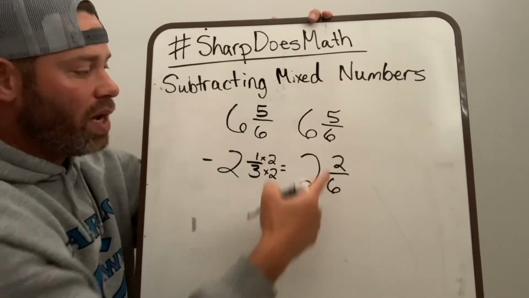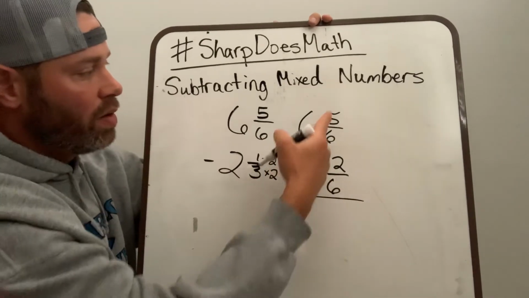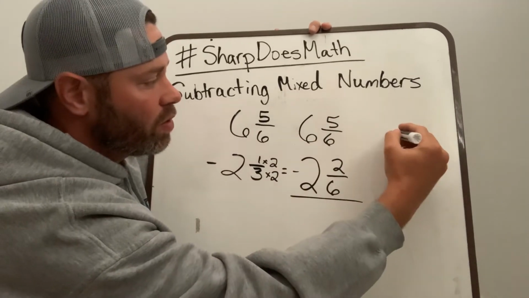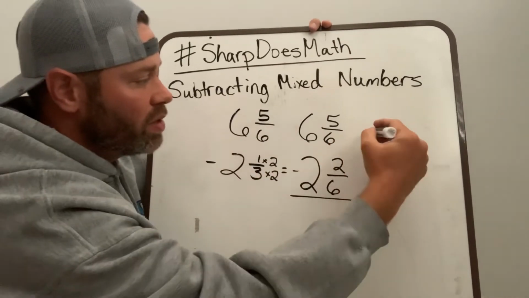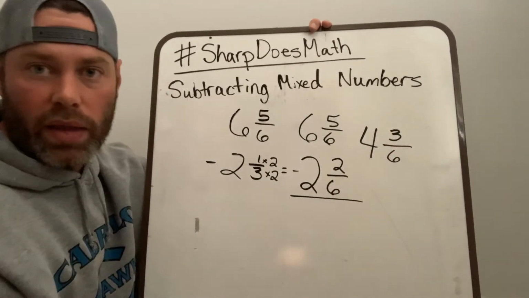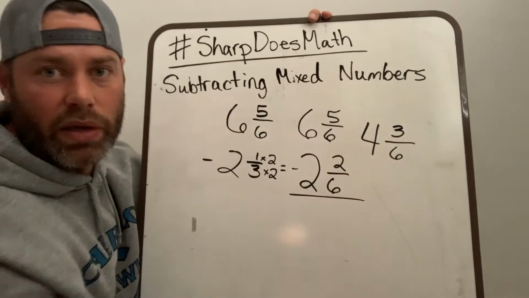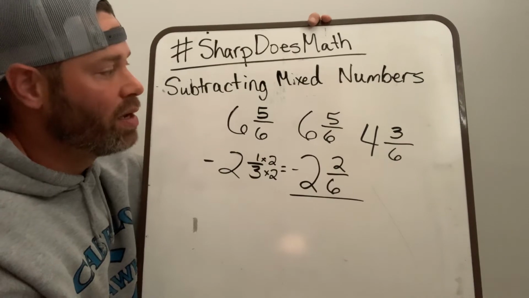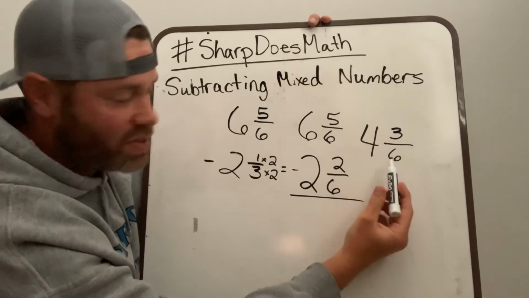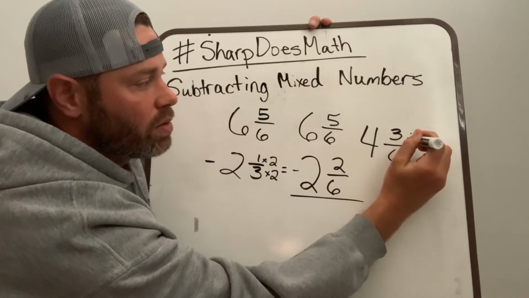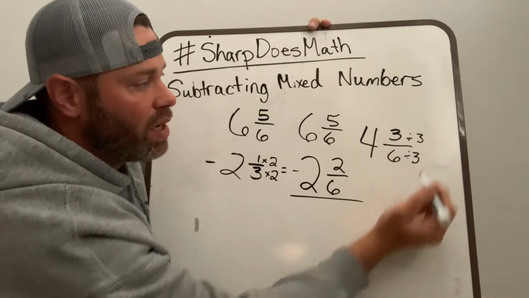Now that we have the same denominator, we have like fractions, we can subtract. 5 minus 2 is 3/6. 6 minus 2 is 4. And there you have your answer, 4 and 3/6. And we always look to simplify fractions. 3/6. 3 is half of 6. So we can simplify by dividing by 3 on each.